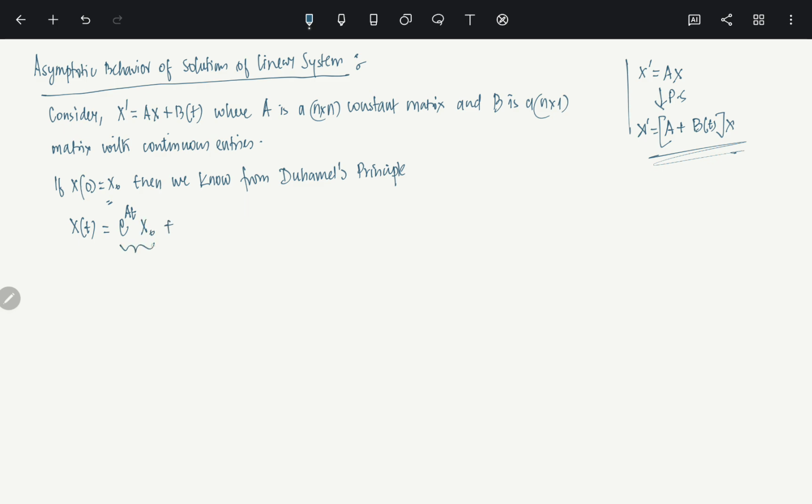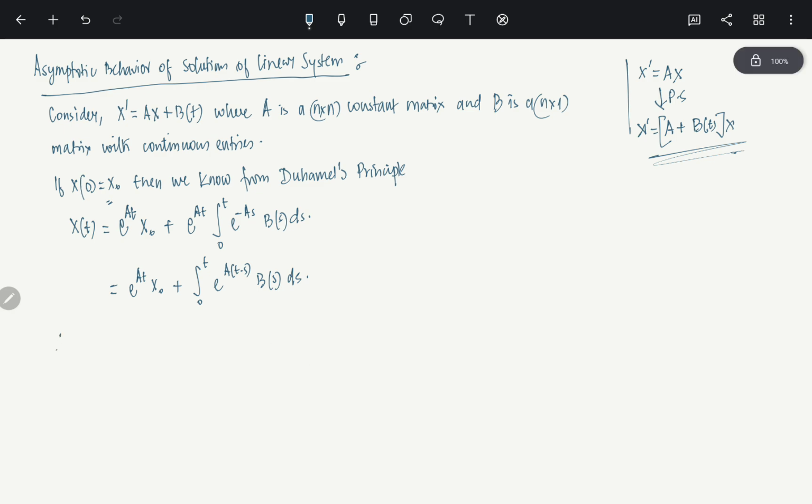Plus, this is the solution of the homogeneous equation, and then the particular solution of the inhomogeneous equation, which is given by e to the power At integral 0 to t e to the power minus As b of s ds. That's the Duhamel principle. I wrote it in terms of the fundamental matrix, but in this case the fundamental matrix is e to the power At. If you want, you can write it like this: e to the power At times x naught plus integral 0 to t e to the power A(t minus s) b of s ds.